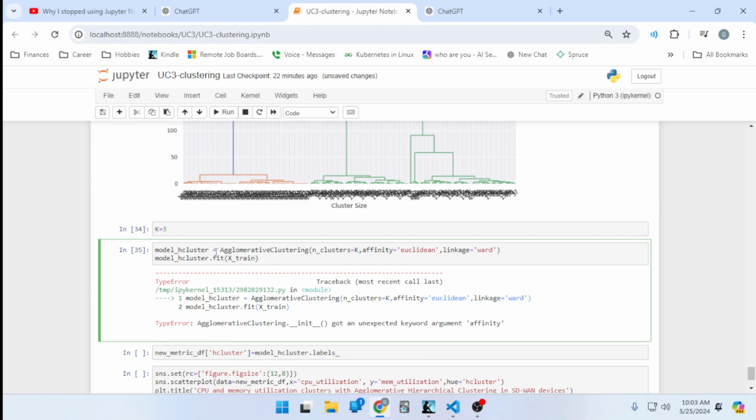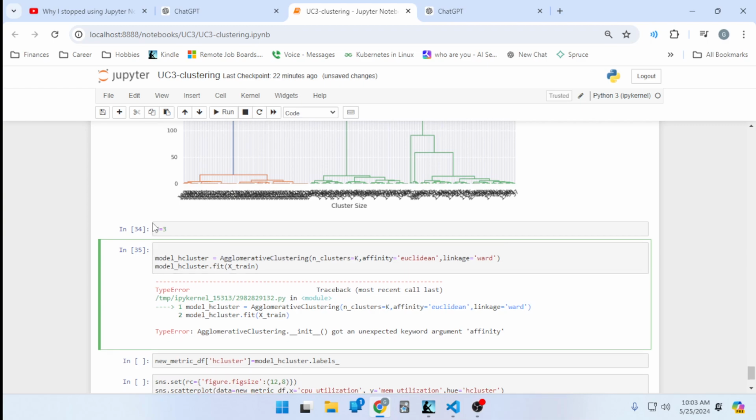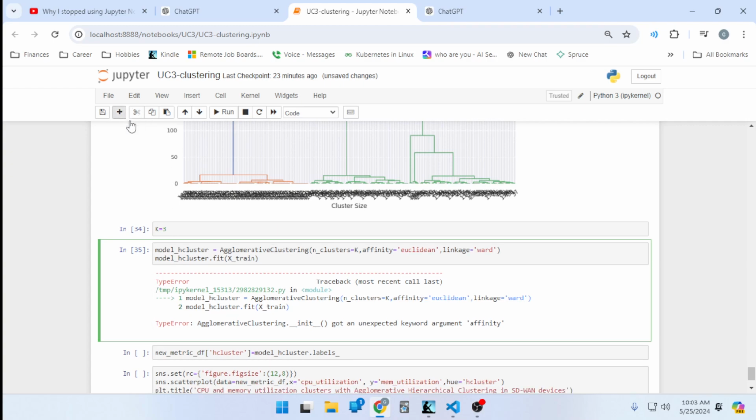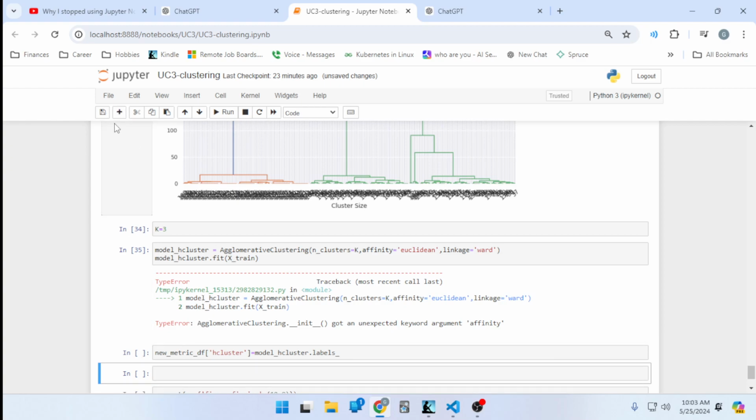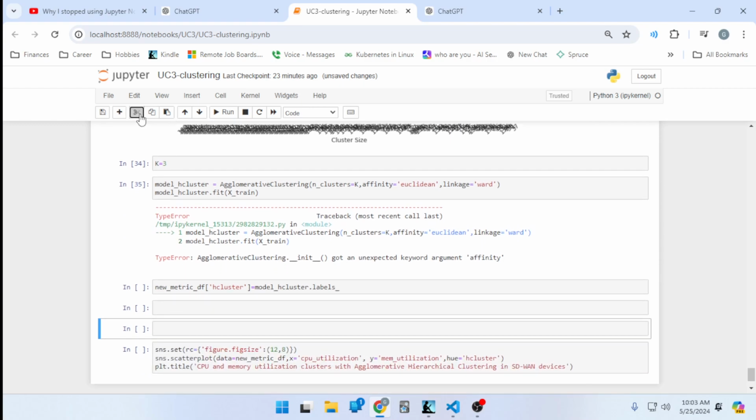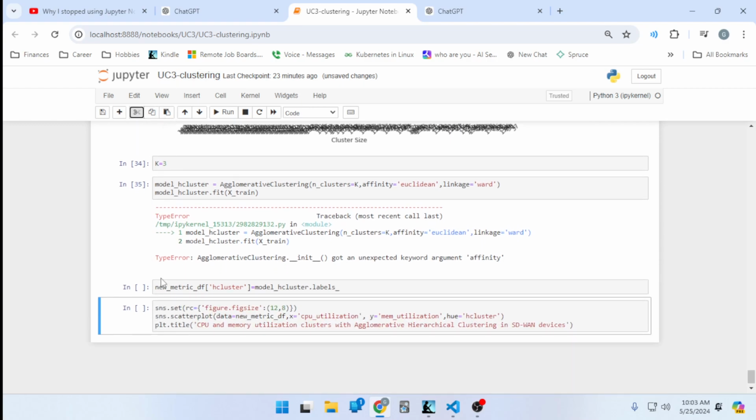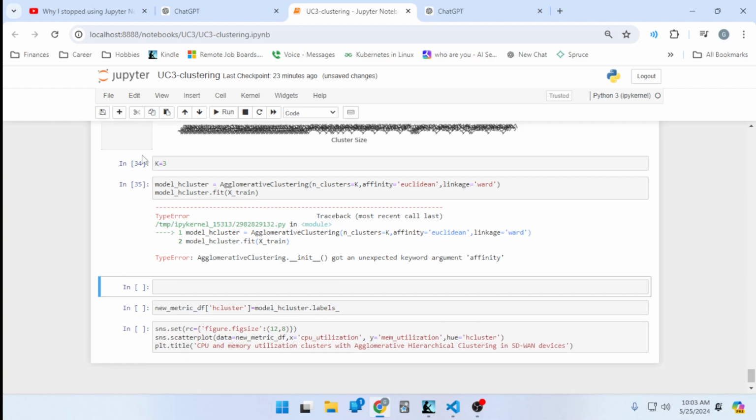So the problem is this agglomerative clustering here doesn't accept this argument. So let's see what the parameters for that are. Let's do a help on it, and let's do the help in the prior cell. We can do it in either a prior or a post cell. Let's do it in a post cell. Delete that. Click on this, and let's do it right here.